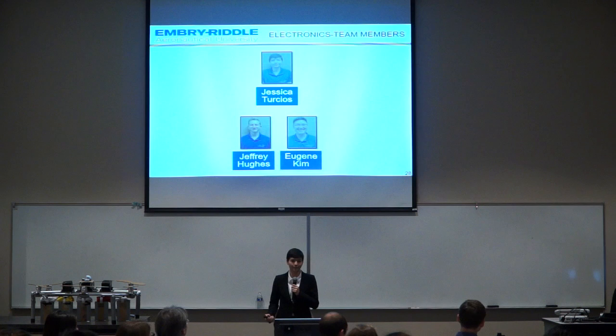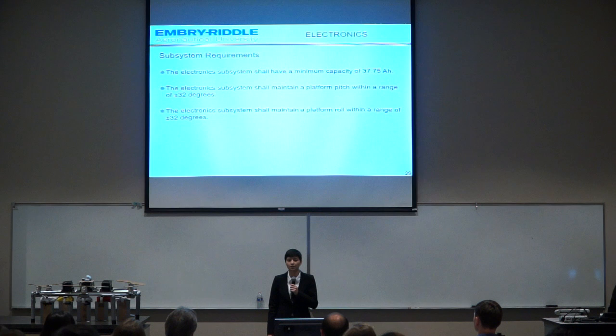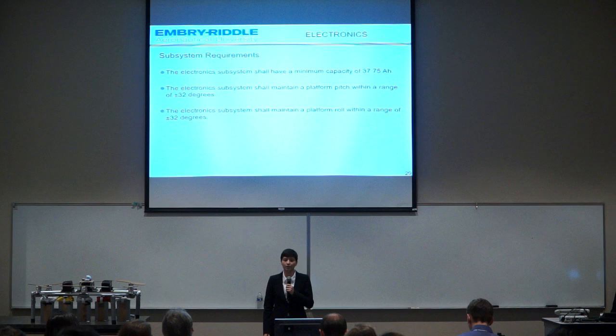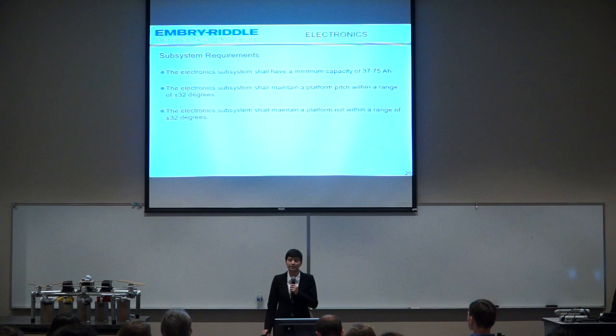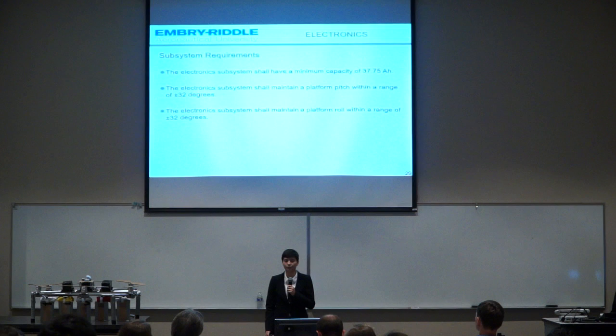The requirements for the electronic subsystem were as follows. The electronic subsystem shall have a minimum capacity of 37.75 amp hours. This was determined as the amount of power needed to complete a 20-minute mission without deploying the payloads. The electronic subsystem shall maintain a platform pitch and roll within a range of plus or minus 32 degrees. This was determined as the maximum angle that the platform can pitch or roll to while maintaining vertical flight.